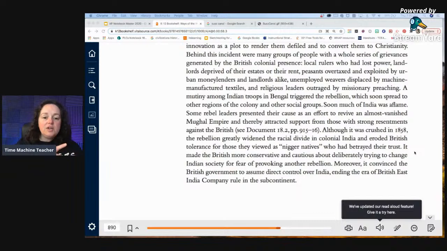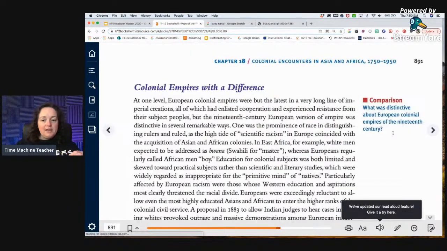But they also didn't want to provoke another rebellion, so they were more cautious about the guidelines that they would put in place. They tightened their rule, but they were more cautious about the guidelines that they put in place.